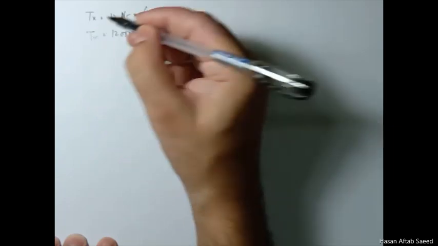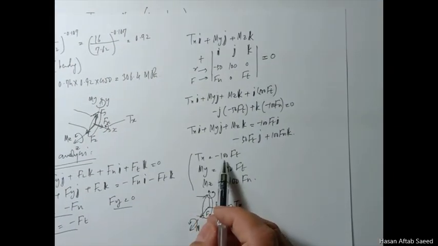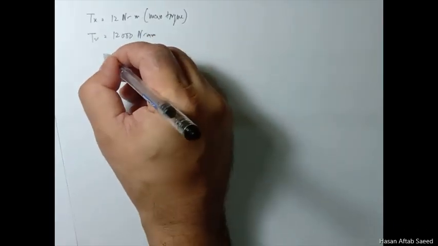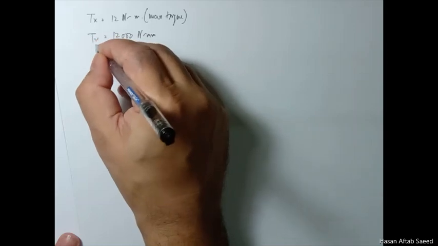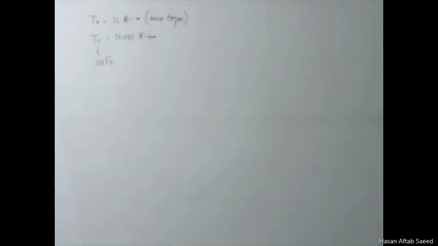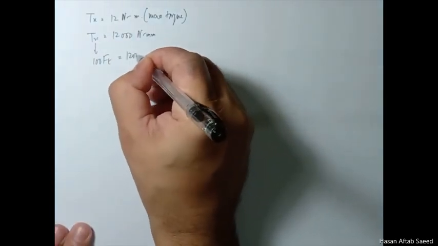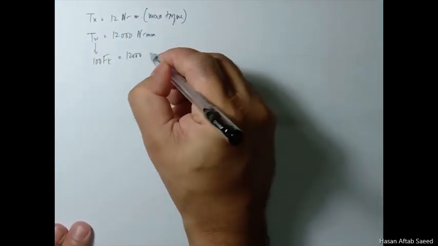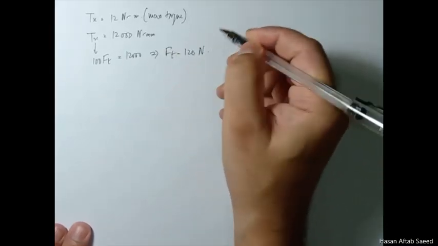This is Tx. Now we just calculated the value of Tx minus 100 Ft. So in place of Tx, write 100 Ft. The minus sign just gives you the direction. So when we talk about the magnitude, just put the value: 100 Ft equals 12,000, which gives you the value of Ft equal to 120 newtons.